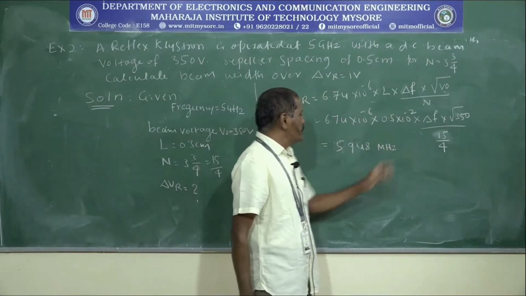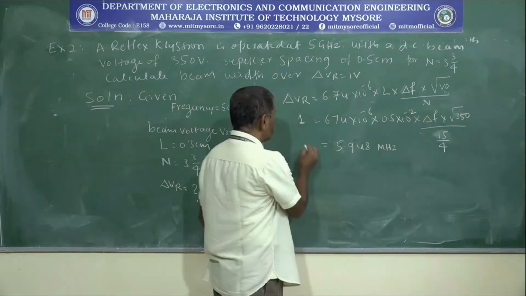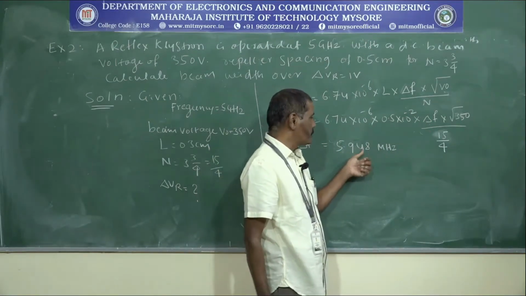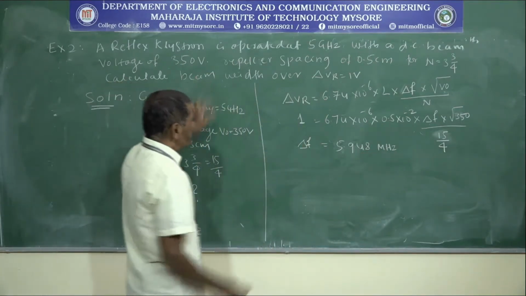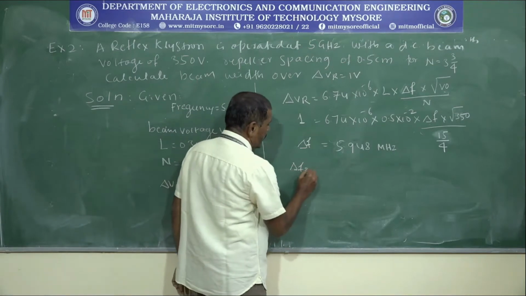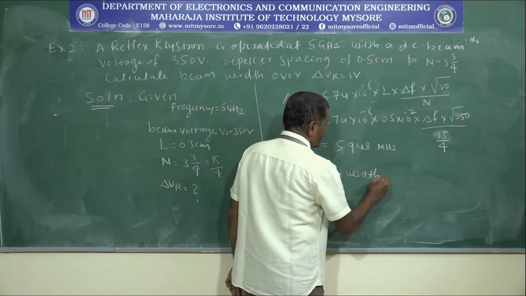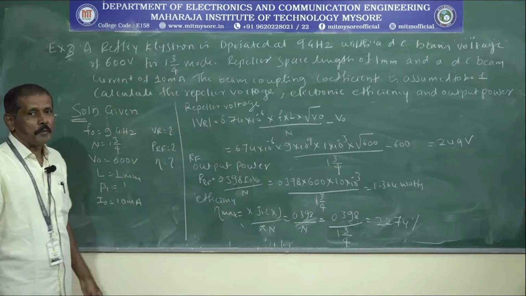Now if you simplify this equation, because delta F is the unknown parameter, if I take delta F, then delta F is equal to 5.948 megahertz. So this is the beam width. Here, this delta F is equal to the beam width.